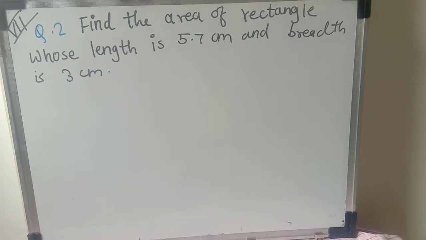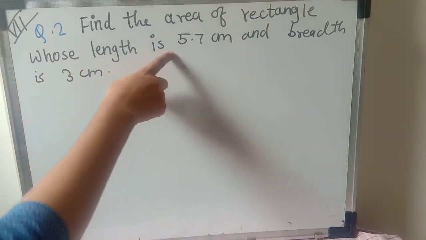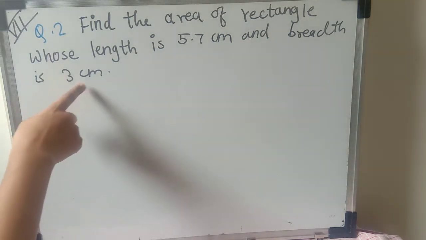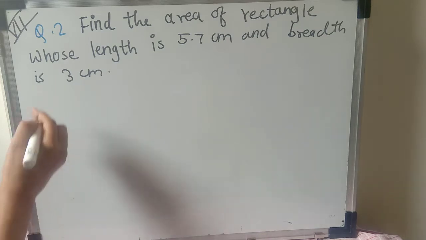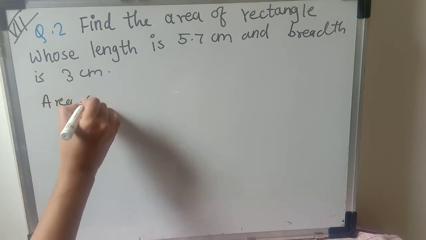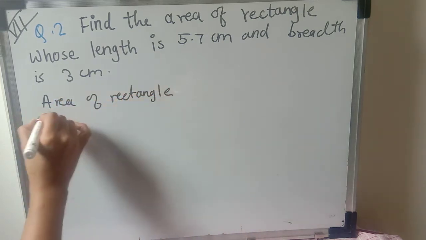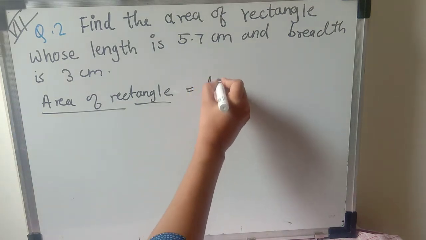Now the second example is, find the area of a rectangle whose length is 5.7 centimeter and breadth is 3 centimeter. We know the formula to find the area of a rectangle, students. This is not a new thing, you have learned it already. To find the area and perimeter of a rectangle there is a formula, and the formula of the area of a rectangle is L into B.